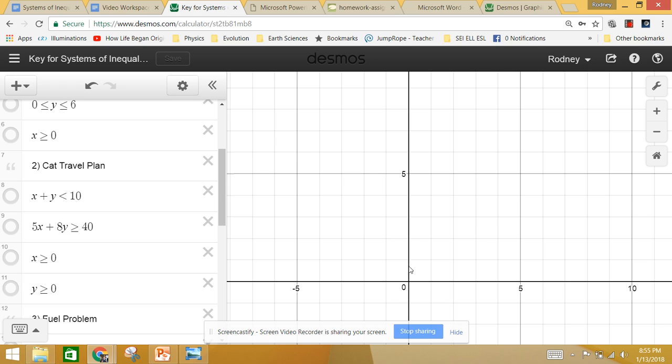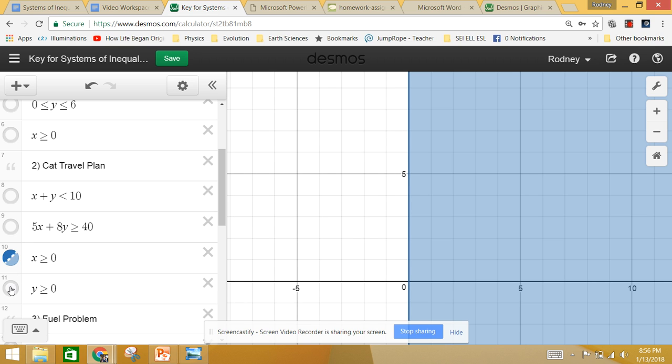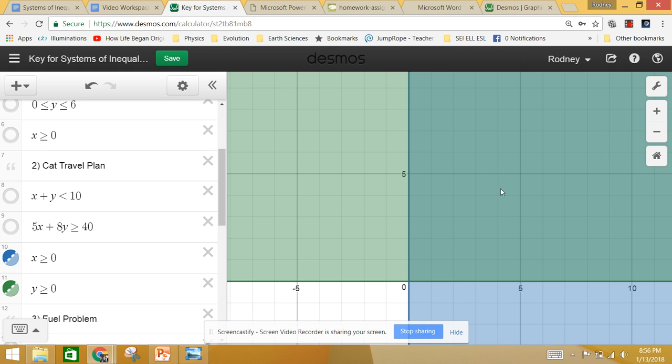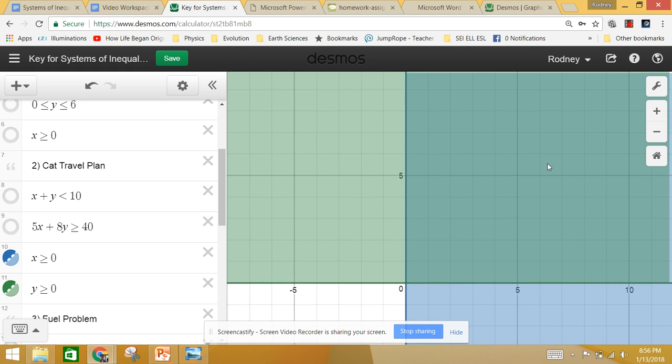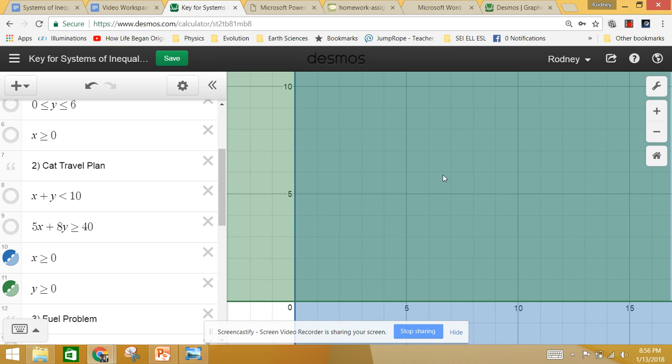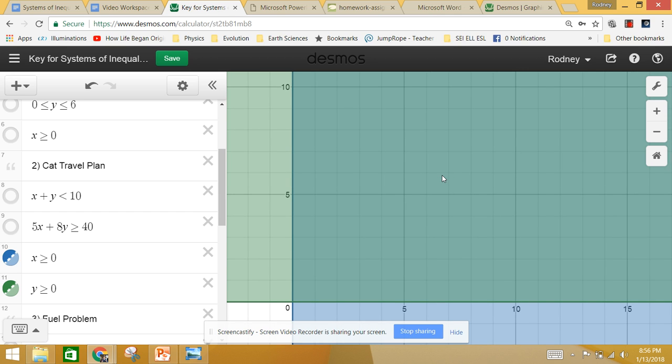What that means is x is everything over here and y can only be up here. So I have an inequality right now of x is greater than or equal to 0 and y is greater than or equal to 0 as well. And so I have just this quadrant to deal with. All right, so I'm going to move my graph over just a little bit.